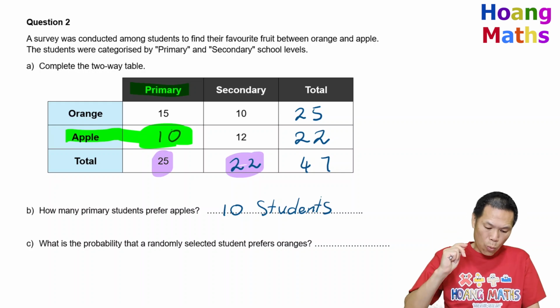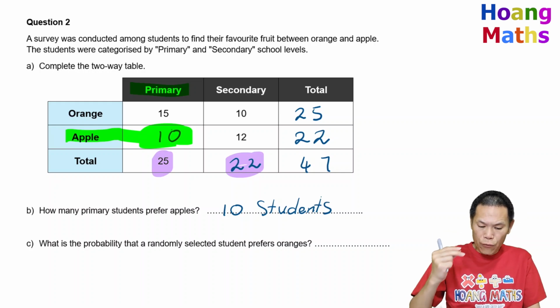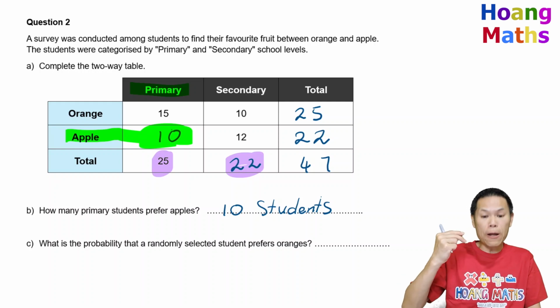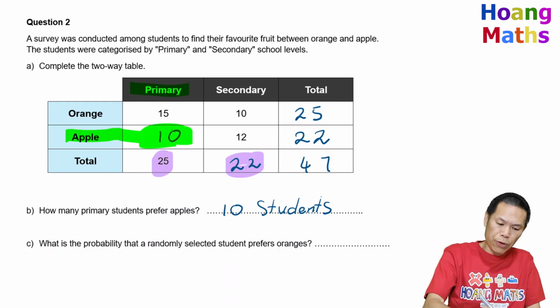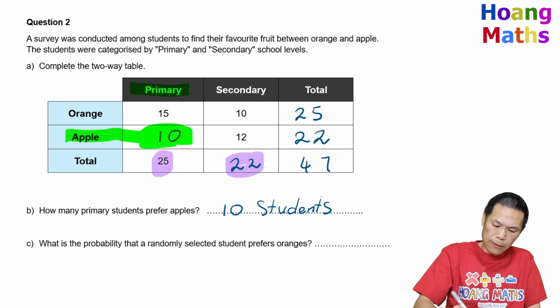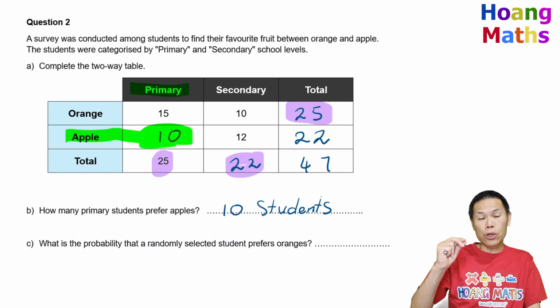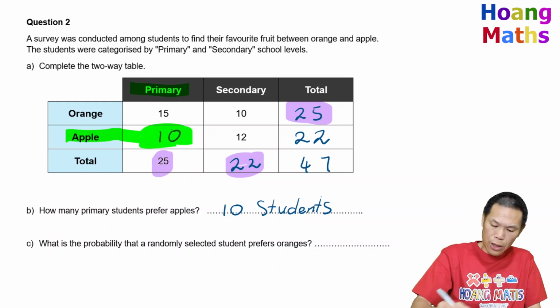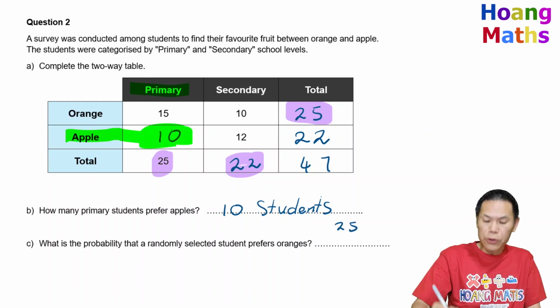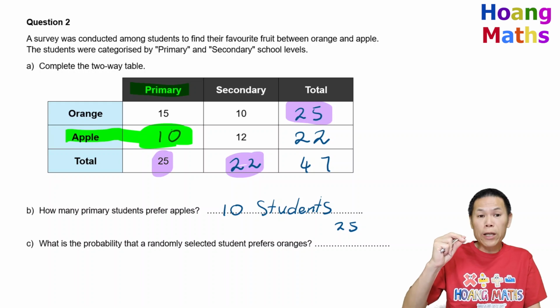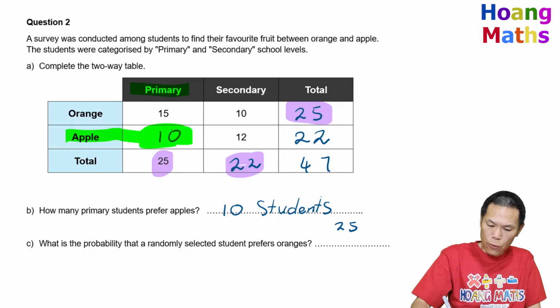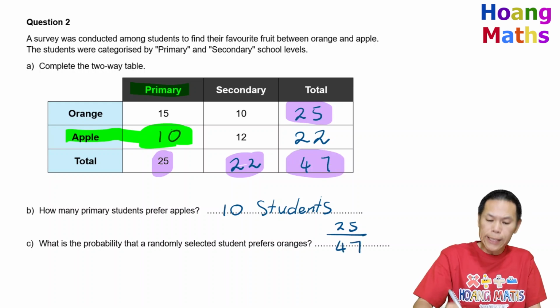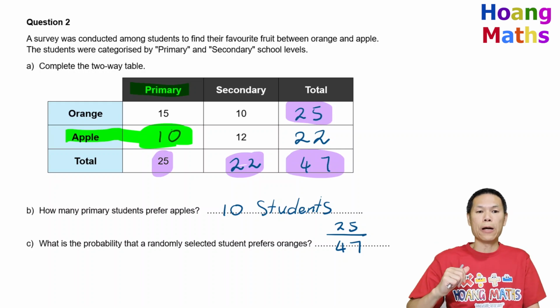Part C. What is the probability that a randomly selected student prefers oranges? So prefer oranges. How many is that? That is 25 students who prefer oranges. So we just go 25, because for the probability we need to put it over the total number of students, if you like. So over 47, because there are 47 students altogether.